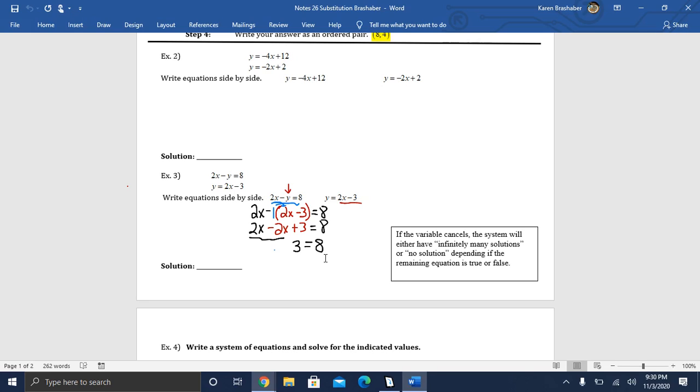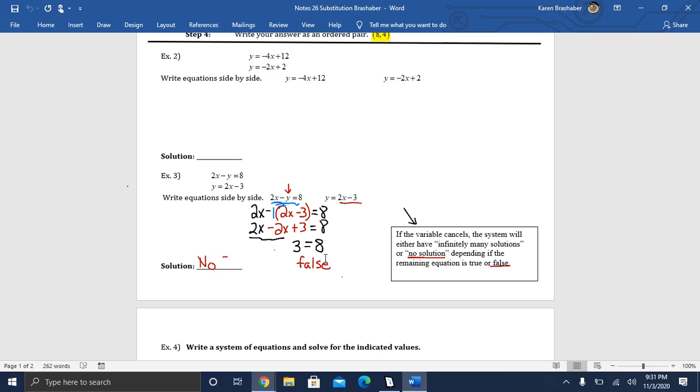So I've got this little box over here that I'd like for you to pay attention to. It says if the variable cancels, the system will either have infinitely many solutions or no solution, depending on if the remaining equation is true or false. Well, the equation that I have is false. 3 does not equal 8. So no solution is what happens when I have that false statement.